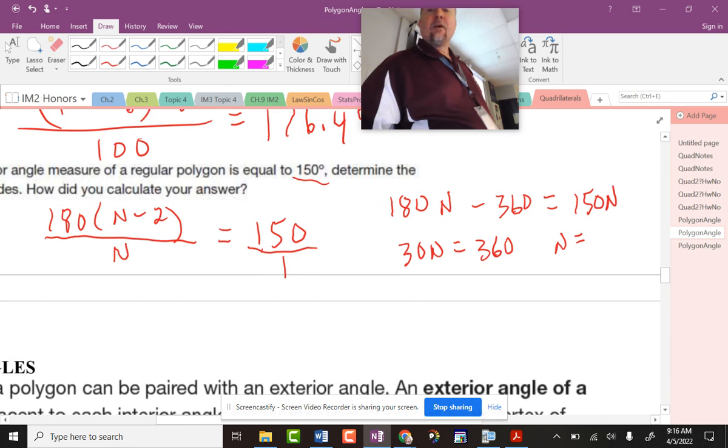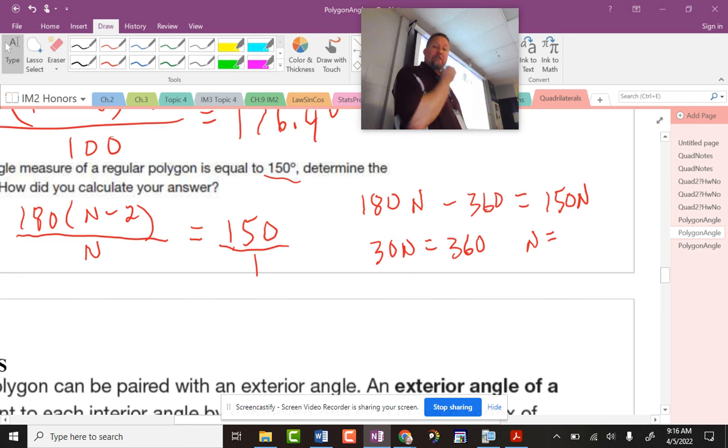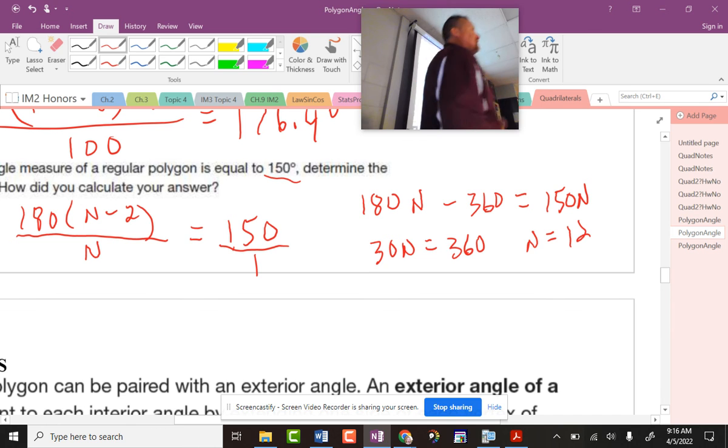I can't think. So is that 12? Is that 12? What is that called, by the way? Someone said 12-gon. Now you have up to 12. What is it called? Dodecagon. There it is.